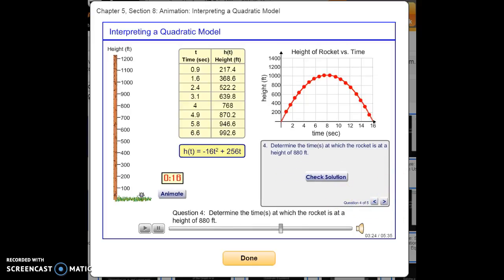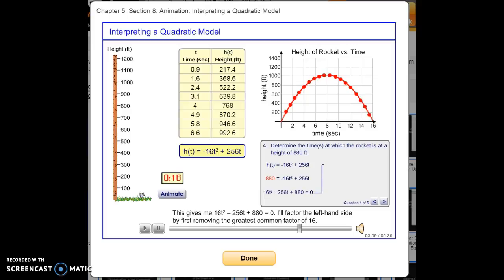Question 4. Determine the times at which the rocket is at a height of 880 feet. In this example, we're given information about the height of the rocket, so I'll set h of t equals 880. We have a quadratic equation, so I want to move all terms to one side of the equation so that the other side is 0. I'll add 16t squared to both sides, and I'll subtract 256t. This gives me 16t squared minus 256t plus 880 equals 0.